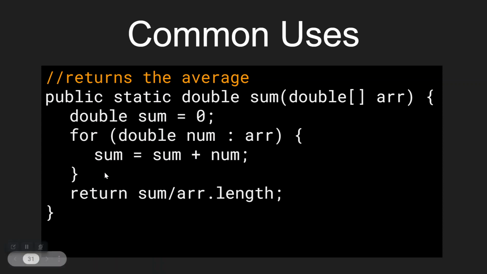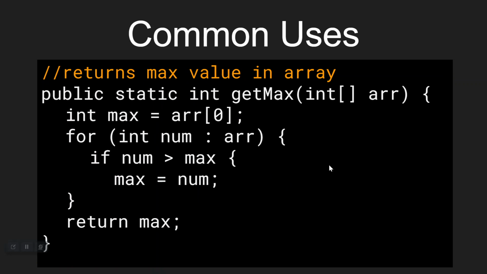And then what we could do is return the sum divided by array.length. And because sum was a double originally, this is going to be a double divided by an integer, which would return the double correctly. So this is another way that we could use it. And we'll look at one more here.